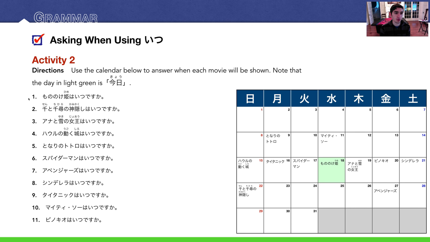Number one, Mononoke Hime wa itsu desu ka? Mononoke Hime, the English title is Princess Mononoke. This is a Studio Ghibli film, the same people who made Totoro and Ponyo and Spirited Away and all those. Well, if we look at the calendar, we can see that actually Mononoke Hime is on today. So we could say kyou desu. It's today. Number two, Sen to Chihiro no kamikakushi wa itsu desu ka?